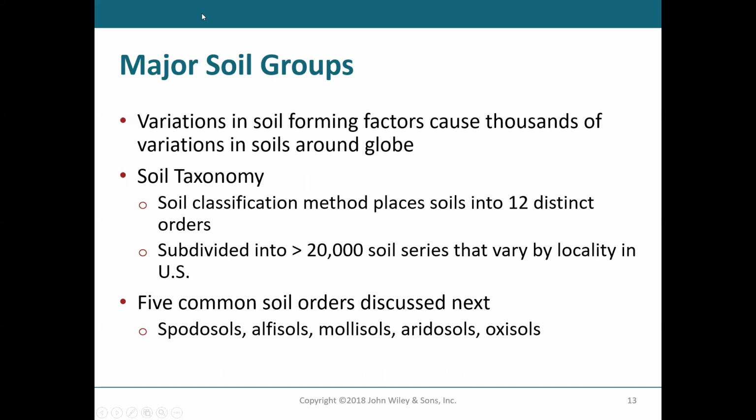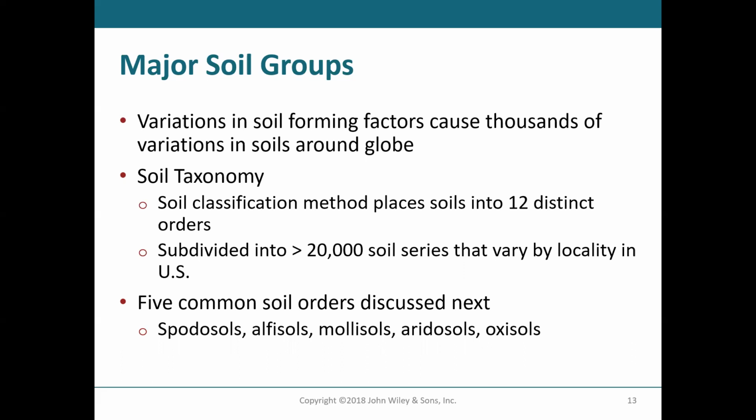The major soil groups: variations in climate, local vegetation, parent material, underlying geology, topography, and soil age result in thousands of soil types. Soil taxonomy is the way that we currently classify soil into 12 distinct orders, and then it's subdivided into over 20,000 different soil series that vary by locality in the US.